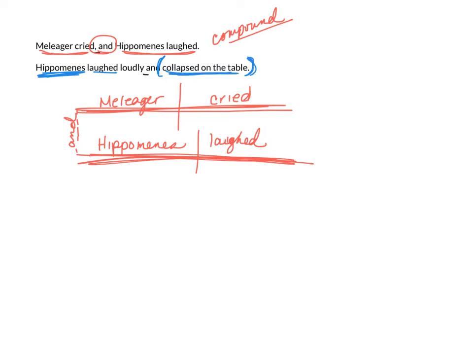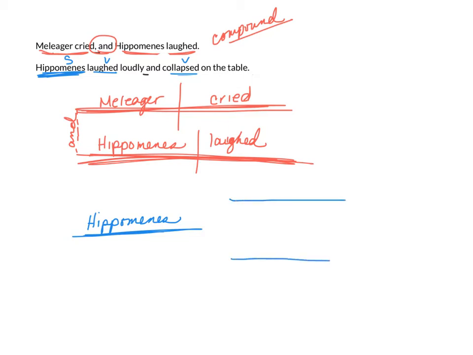If I took everything that's after the and and looked only at it, is this a complete sentence by itself? Do I have two ideas in here? No. This is not a complete sentence. So what I'm really looking at here is I have one subject with two verbs. Well, we've done one subject and two verbs several times. I have one subject. The one subject is Hippomenes. Gosh, why did I pick that name to work with? Yeah. And now I have two verbs. Laughed, collapsed.